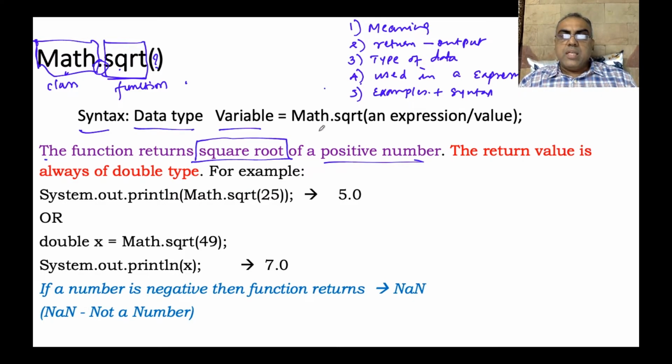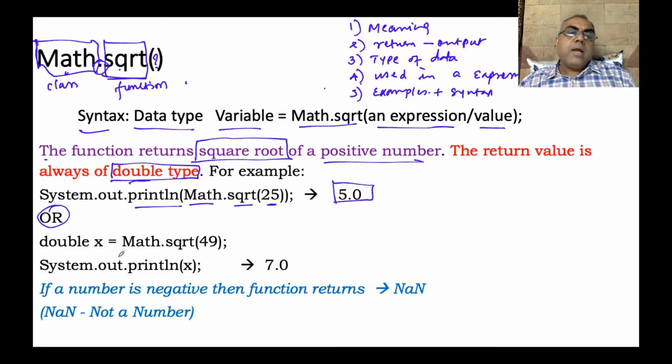Some variable is equal to the function, any expression or a value, whichever is applicable, you apply and you will get the return value. Math.sqrt of that returns a double type, decimal type value. Very important. This can come even in your MCQ type. So if I say Math.sqrt of 25, it means the computer will find the square root of 25 and return it. Because it's returning a decimal type, the answer is not going to be 5, but it's going to be 5.0. Okay, so because it's returning, I can print it directly, or I can store the value.